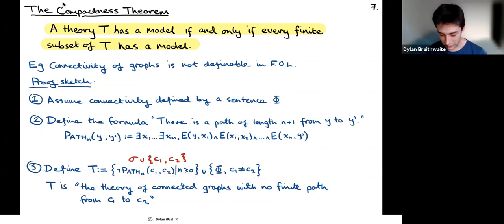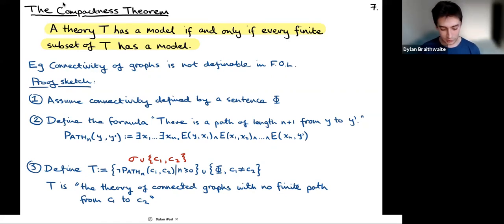So we have this, and I think it's pretty easy to convince yourself that this can't have any model, because it's saying it must describe a connected graph which has two distinct vertices with no finite path between them. But if you take any finite subset of it, then this will only hold up to some n, and as I showed before with the little picture, it will always have a model. That contradicts the compactness theorem, and so shows that connectivity isn't definable.